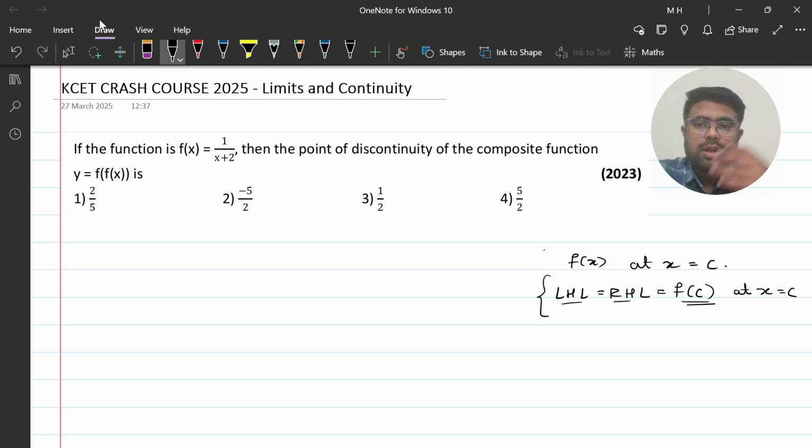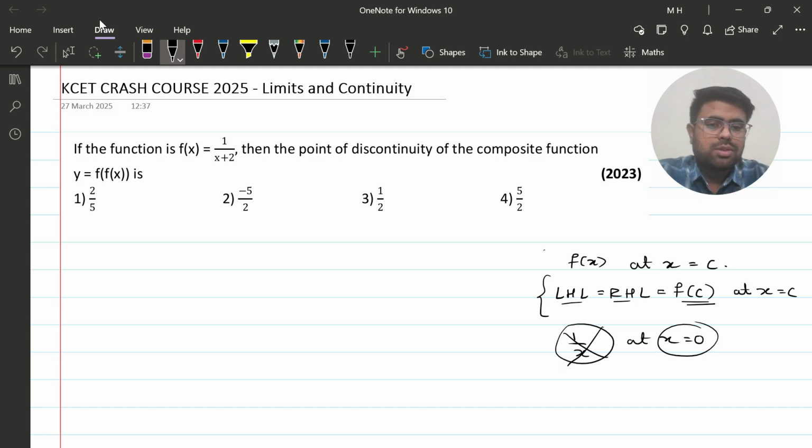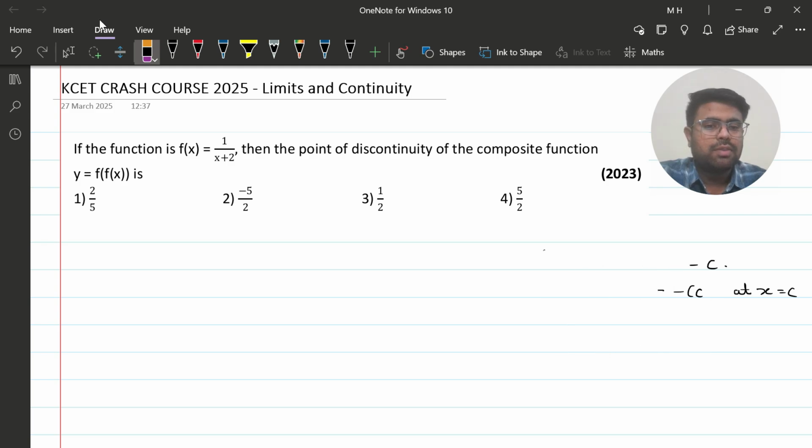But before even saying that the function is continuous, the very fundamental concept is that the function must be defined in order to be eligible for the checking of continuity. For example, if I take the function 1 by x, and if I ask you to check the continuity at x equal to 0, you will say that at x equal to 0 the function 1 by x is not even defined. So how can we even check the continuity of this function? It is impossible. So for a function to be continuous, the very first criterion is that the function has to be defined, and then only we can check the continuity of the function.